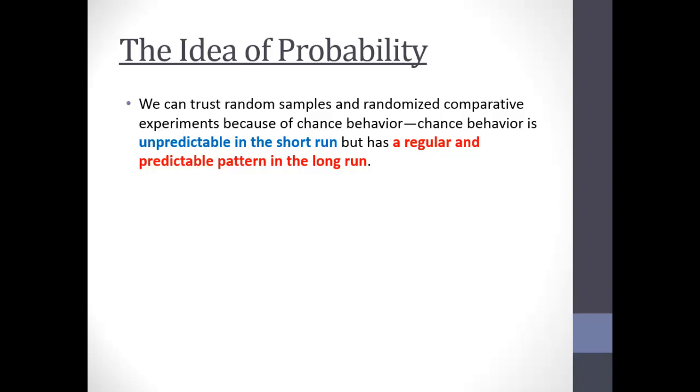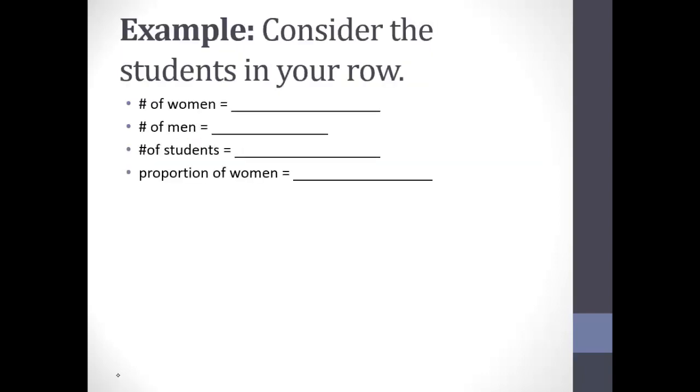So let's take a look at a quick example of what I mean by this, and we'll do this very quickly. If you look at the row that you're sitting in, count up how many women are in your row, how many men are in your row, and then the total number of people in your row. So I'm going to pretend I'm in the front row. I have 3 women, and if I count myself, I have 3 men, and I have 6 total students. So in my row, and you can write out what this is in your row, I have 3 out of 6, or 0.5. So that worked out a little too perfectly.